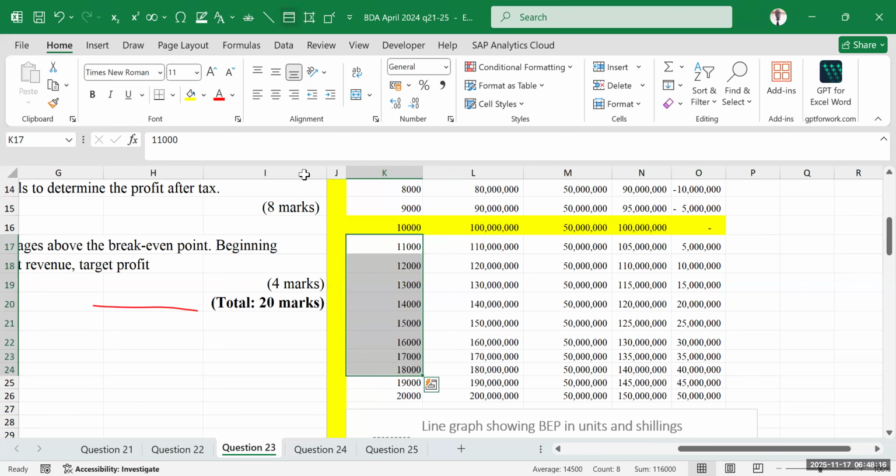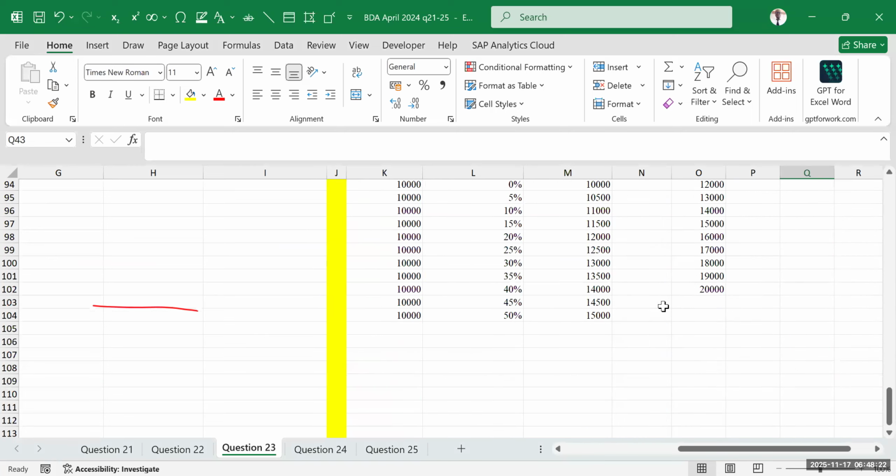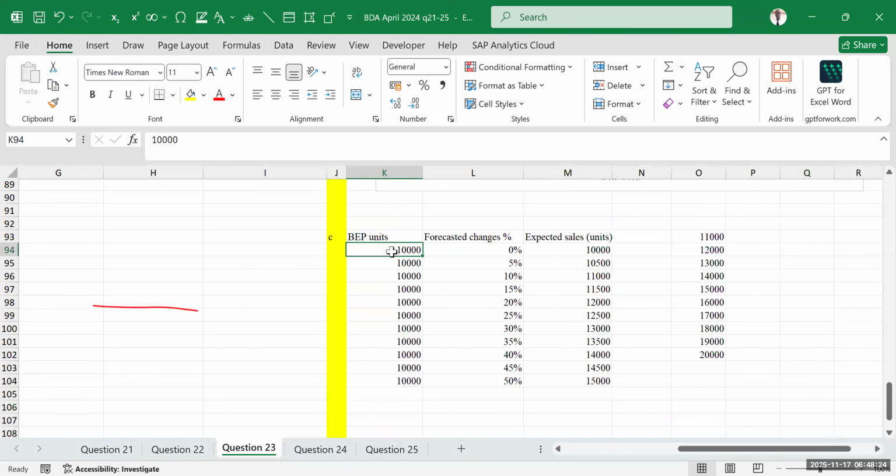I hope, members, we are together there. So that's why we have given our reference point to be the break-even. So we are just checking the changes above it using this range.